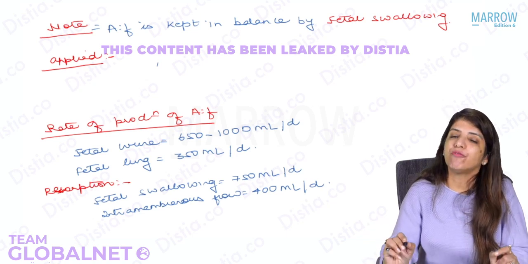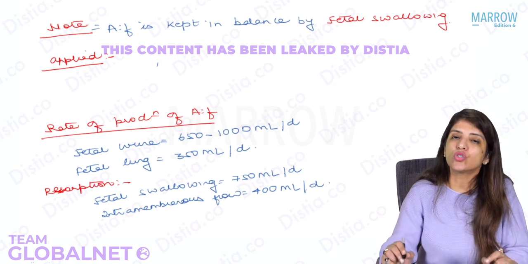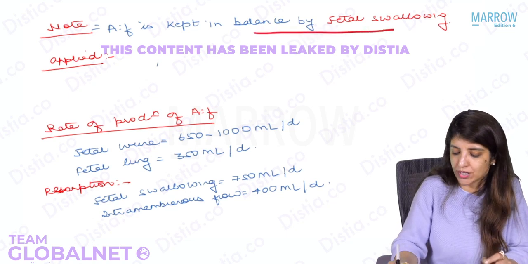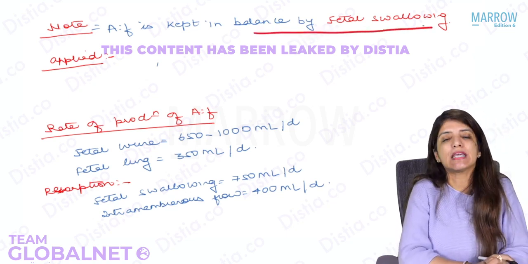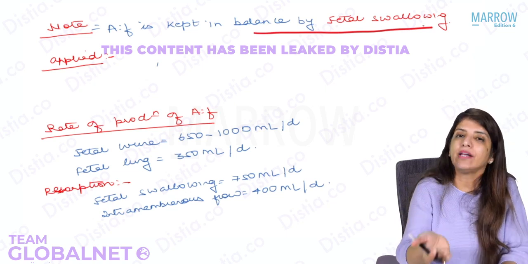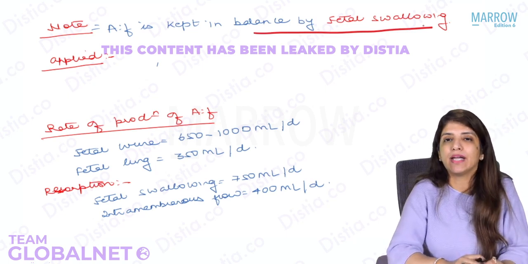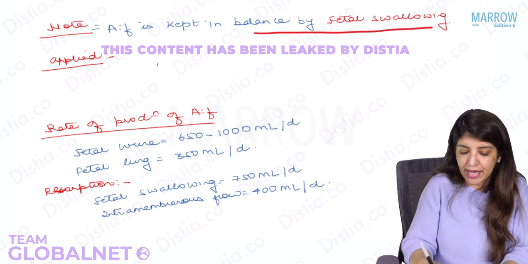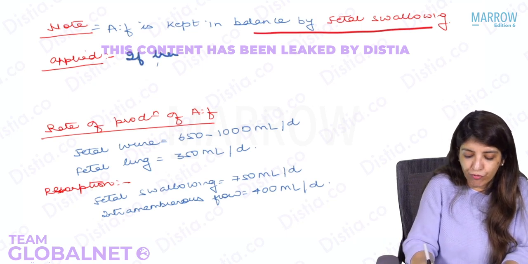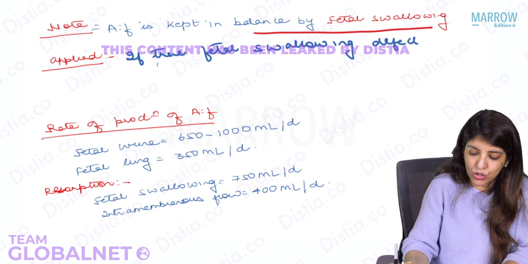Then, see, the fetus is not only producing amniotic fluid, the fetus is also keeping amniotic fluid in balance by swallowing it. That is how the fetus keeps amniotic fluid in balance. It produces amniotic fluid and it also swallows amniotic fluid. Now, again comes an applied aspect of this. The applied aspect is, if there is a fetal swallowing defect, then what is going to happen?